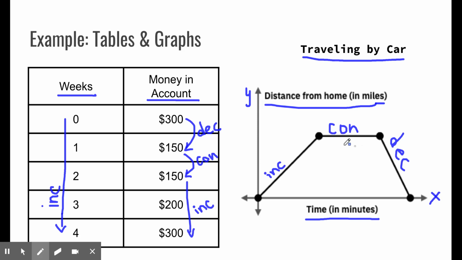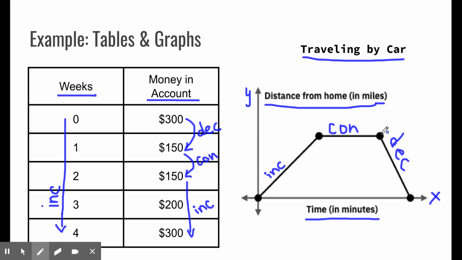Maybe they're grabbing takeout, maybe they're going to the store. But it could also just mean that they aren't getting any further away from home. So, like if you're driving in a circle, you're staying the same distance from home. We don't have any information in this graph to be sure of whether they're actually stopped or not. All that we know is that their distance from home is not changing. Their distance from home is constant at this point.